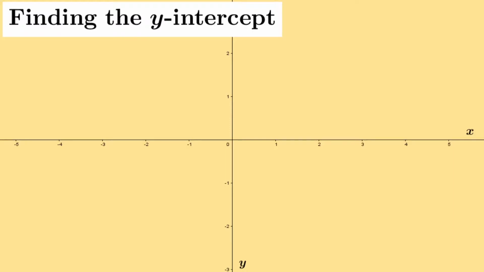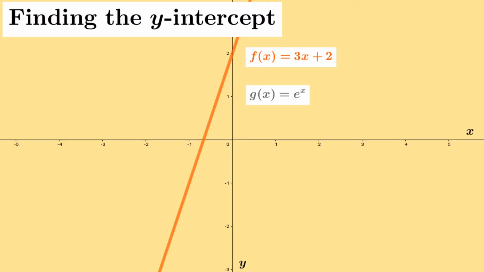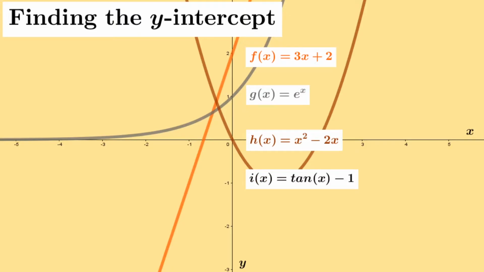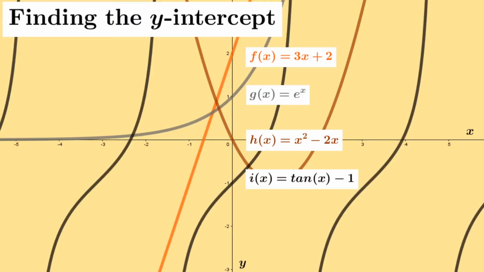So we're going to have f of x equals 3x plus 2, and its graph looks like this. G of x equals e to the x power, and its graph looks like this. H of x equals x squared minus 2x, and its graph looks like this. I of x equals tangent of x minus 1, and its graph looks like this. And finally, j of x equals 2 times sine of x minus 2, and its graph looks like this.